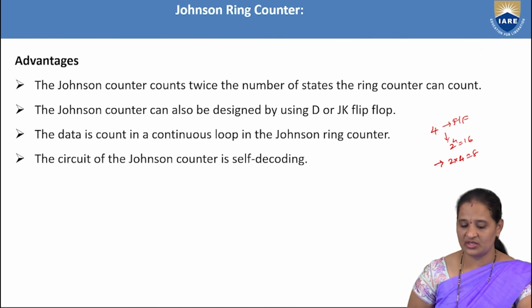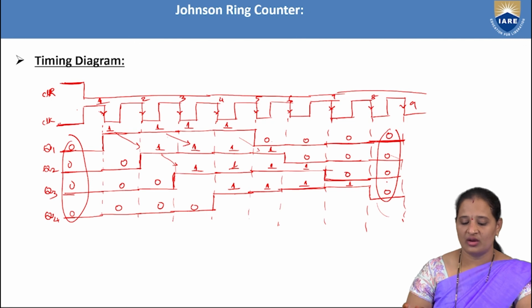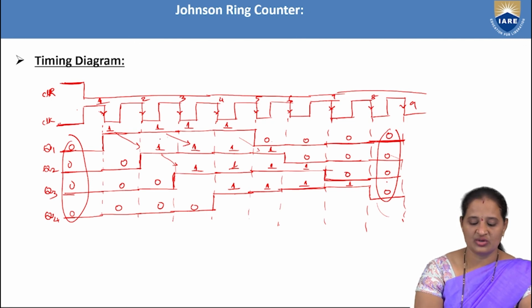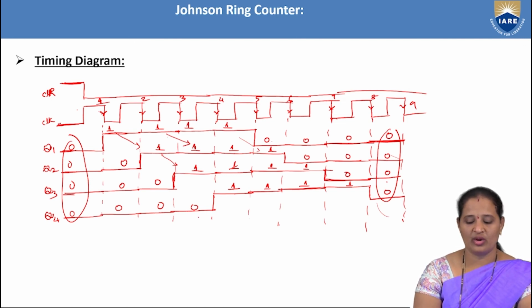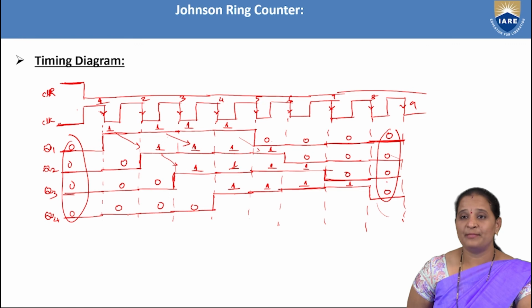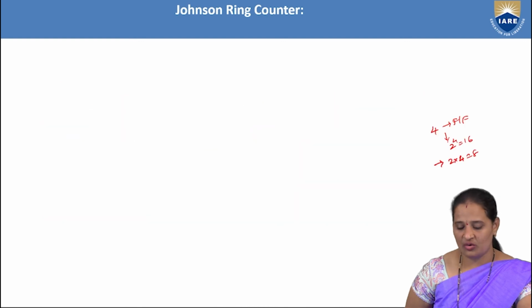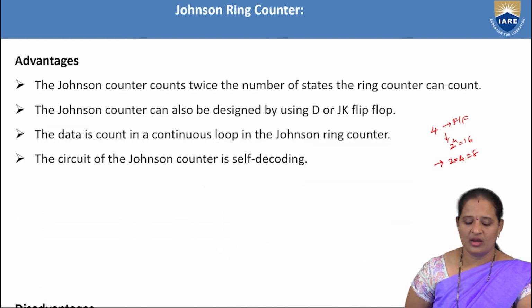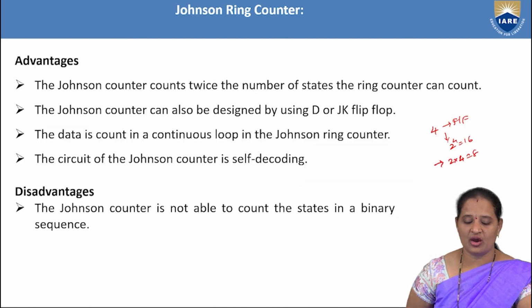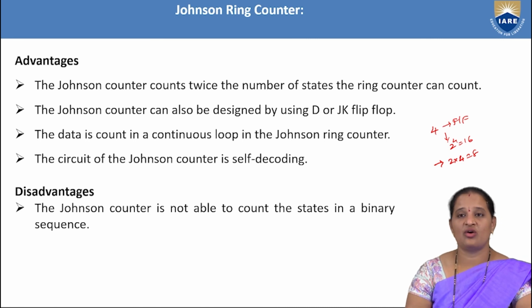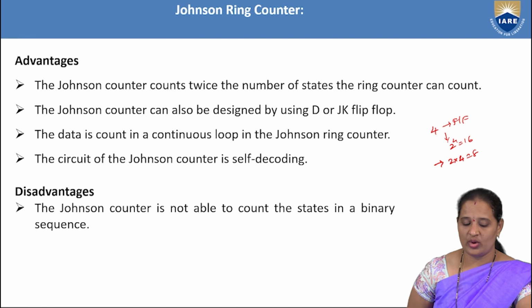Even if you observe the sequence of counts here, 1000, 1100, 1110, the states are not in a binary sequence. So that is the major drawback. We are getting the states of the Johnson counter in a non-binary order. That means the Johnson counter is not able to count the states in a binary sequence.